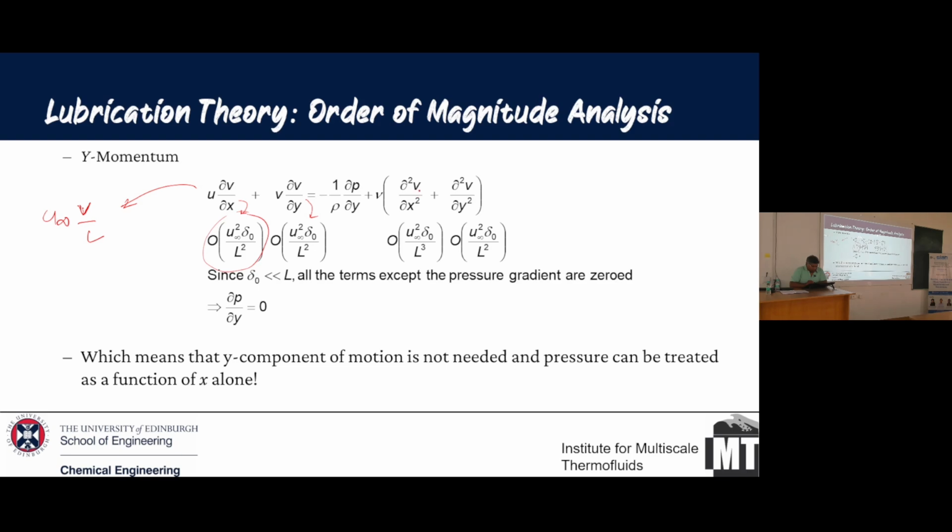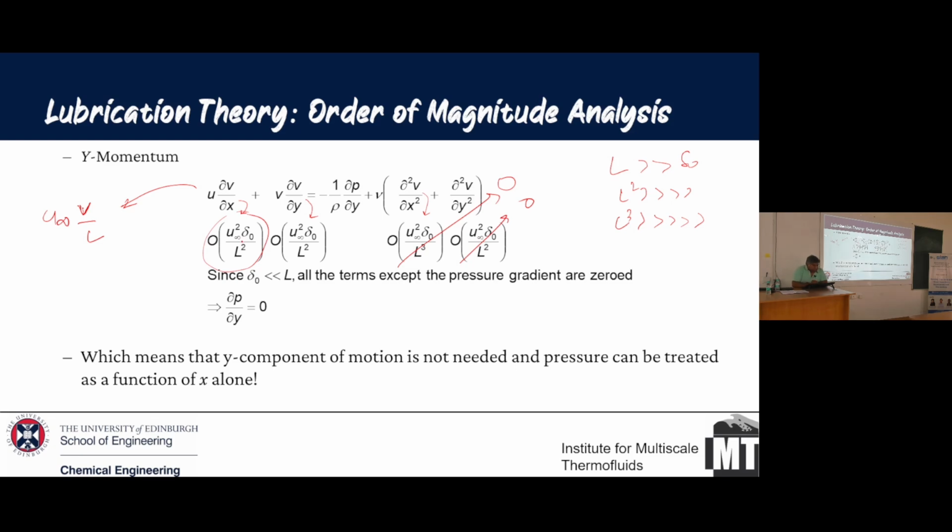And what you'll find is, if you do the same operation in the y momentum equation, you will find something like u infinity squared by delta naught by L cubed. There is an L square term, and as I mentioned, L is much larger than delta naught. L squared would be even larger, L cubed will be far larger. So that means these terms are almost becoming 0. So you can see that the viscous terms in the y direction are immaterial, becoming small in significance.